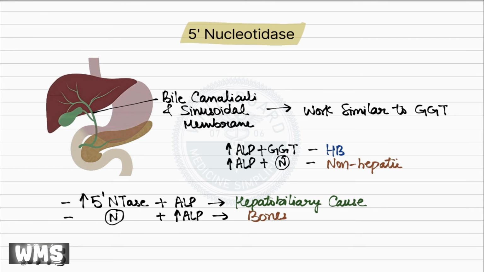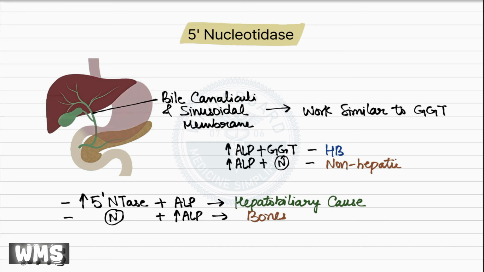Now coming to bilirubin, we have covered its metabolism and interpretation in detail in a separate video. In that video, we clearly explain how total, direct, and indirect bilirubin levels change in different conditions, along with associated changes in stool and urine color. I would strongly recommend you to watch that video for a better understanding.